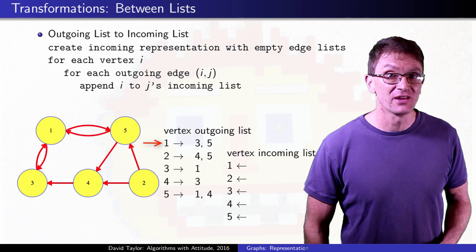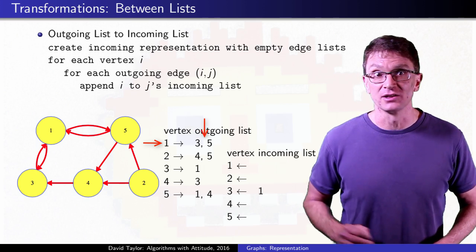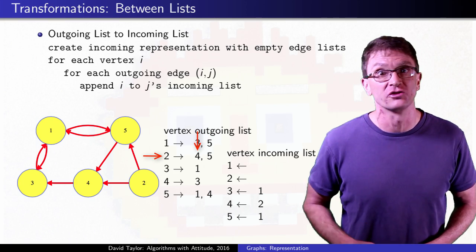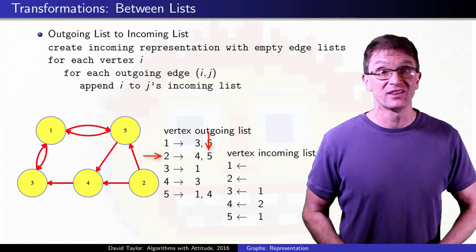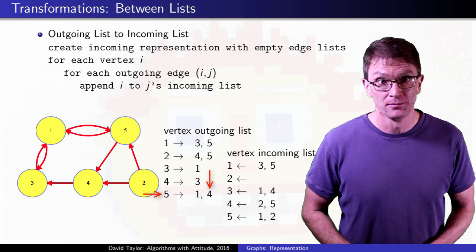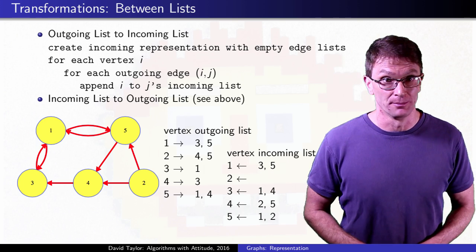If vertex 1 has a link to 3, append 1 to 3's incoming list. If 1 has a link to 5, append 1 to 5's list. And if 2 has a link to 4, append 2 to 4's list. Do that over all edges. It takes constant time per edge plus constant time per vertex. Done. Going from the incoming list to the outgoing list is the same algorithm.